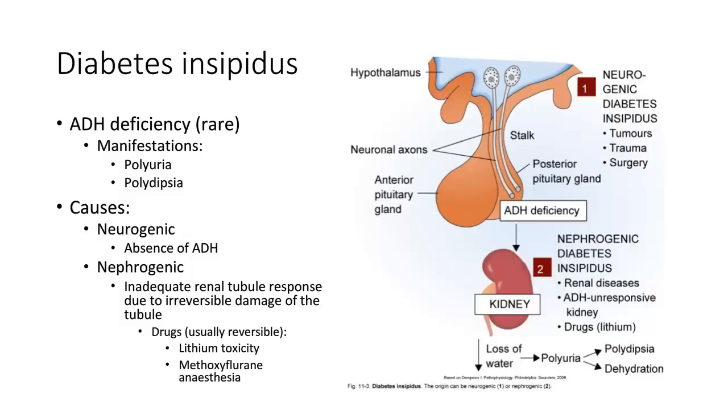Now, the reason that the absence of ADH is referred to as neurogenic is because ADH is released from the posterior pituitary, but it's actually made in the hypothalamus. So the hypothalamus makes it, and then the pituitary releases it. Now, the sorts of things that can cause the neurogenic form are tumours or trauma or surgery, whereas the sorts of things that cause the nephrogenic form are the renal diseases. Some drugs like lithium can have this impact, or the kidney itself is just completely unresponsive to the ADH. If it's a drug toxicity, it's usually reversible, fortunately.